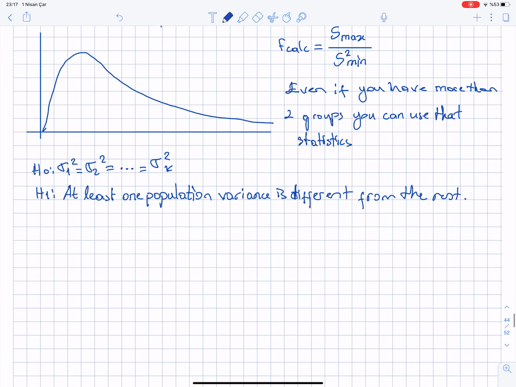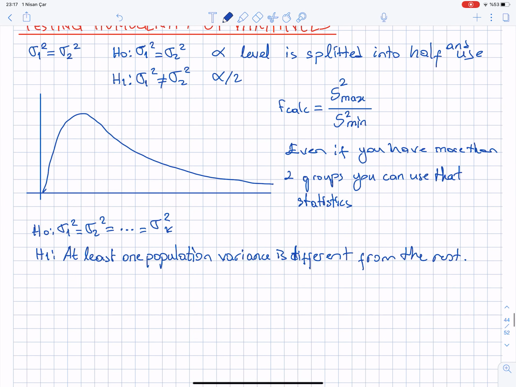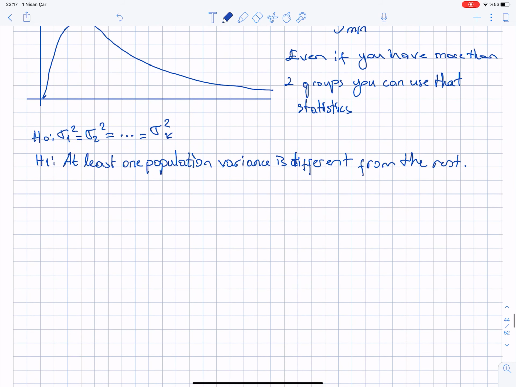You can use the same F calculated statistic. This is the simplest statistic you can use for checking whether there is homogeneity among the variances. There are some other statistics as well. It's called the Levene statistic. It is a bit harder, the calculation takes really a lot of time. No need to know it by hand. This is the simplest one you can use. But if you use statistical software, you can use the Levene statistic. This is available in the Statistical Package for the Social Sciences.